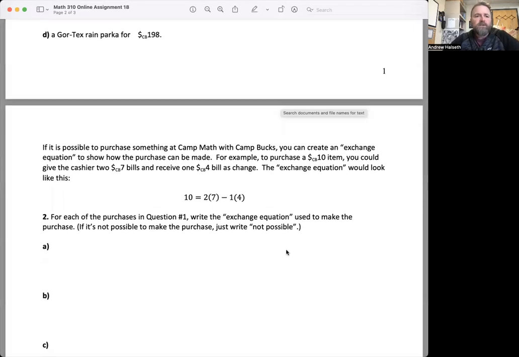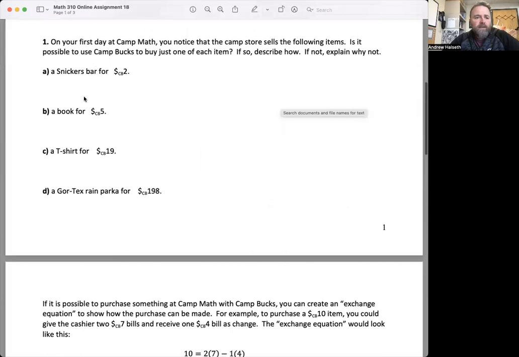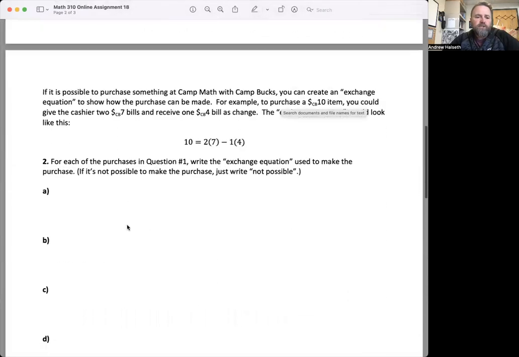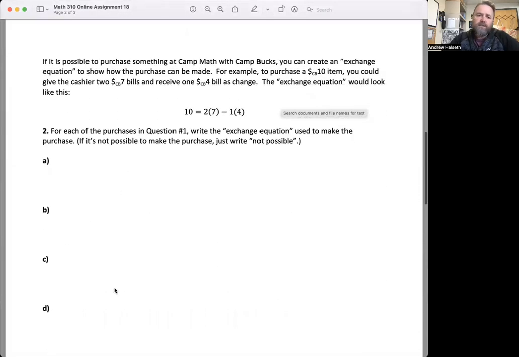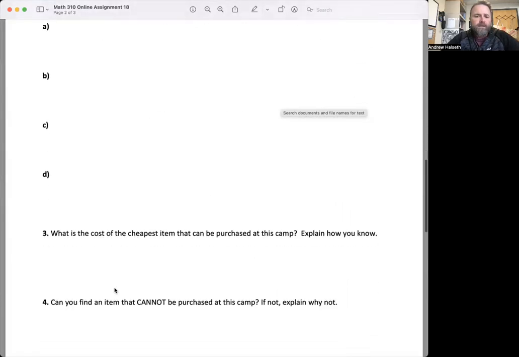So for each of the values from A through D, come up with your exchange equation and write it here. If it was not possible to make the purchase, then just write not possible here. Once you've done that, see if you can come up with the cost of the cheapest item. I would start with $1.